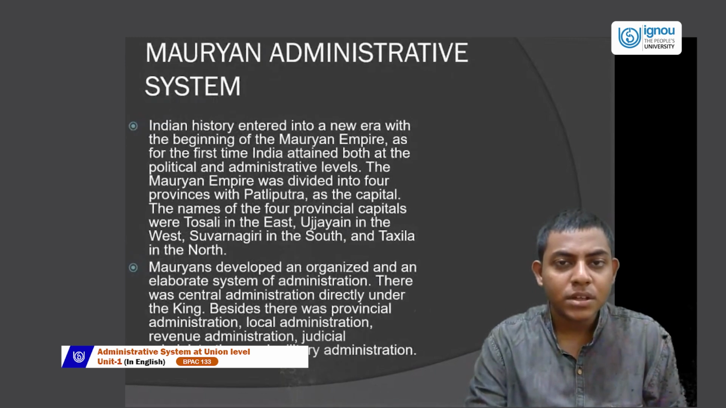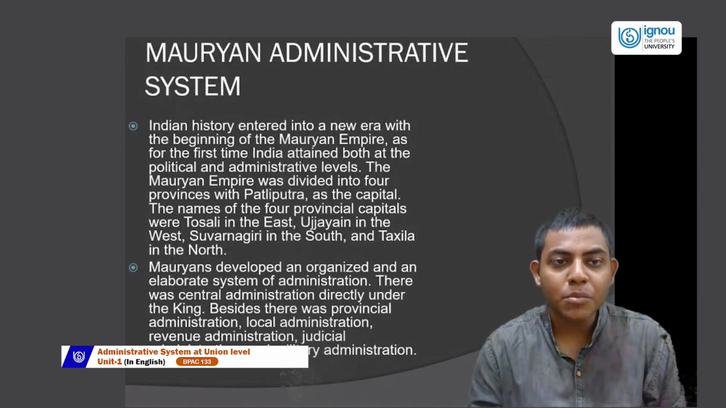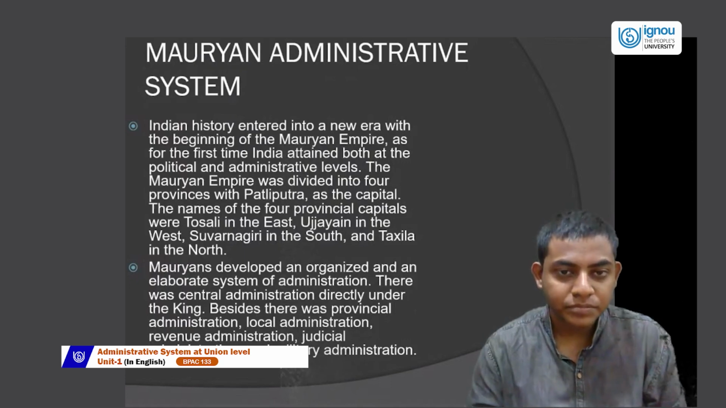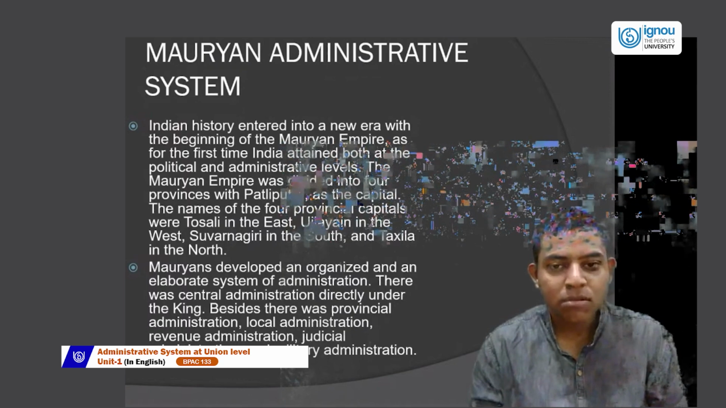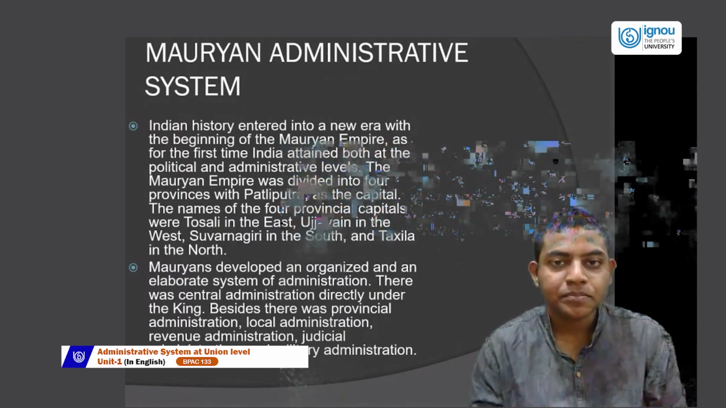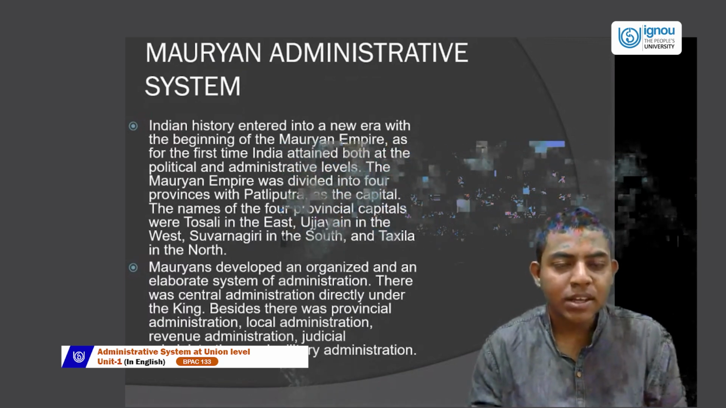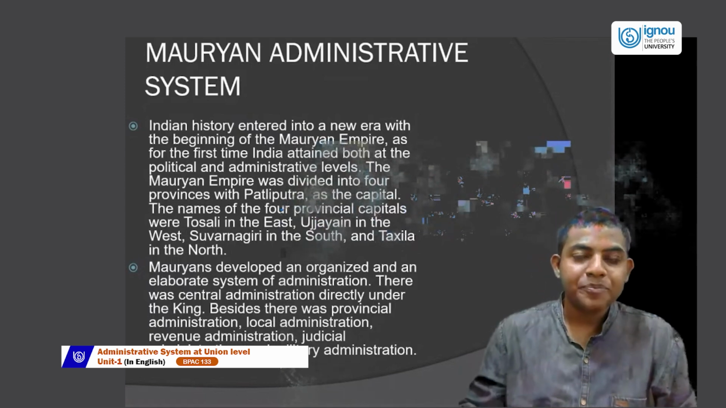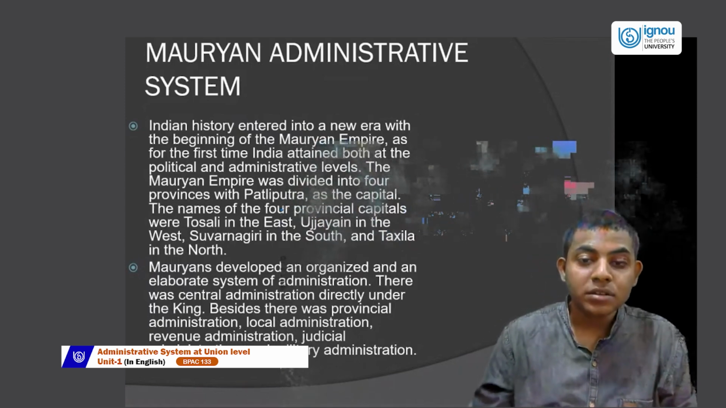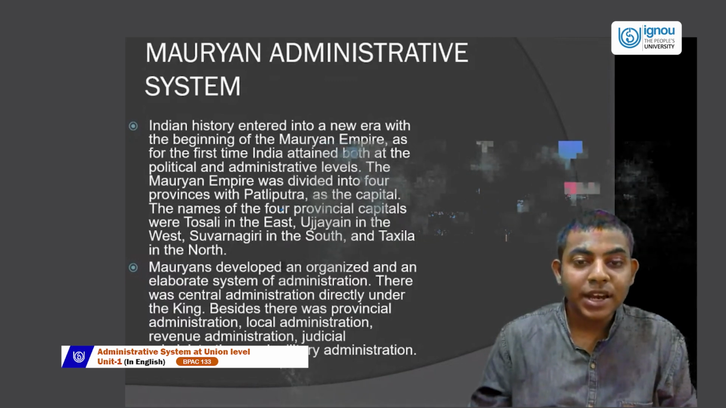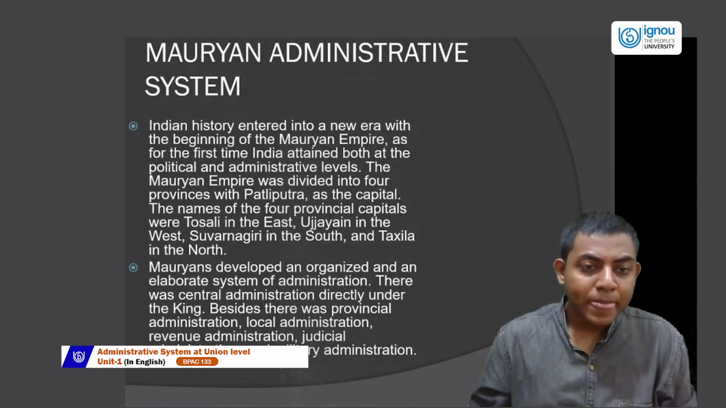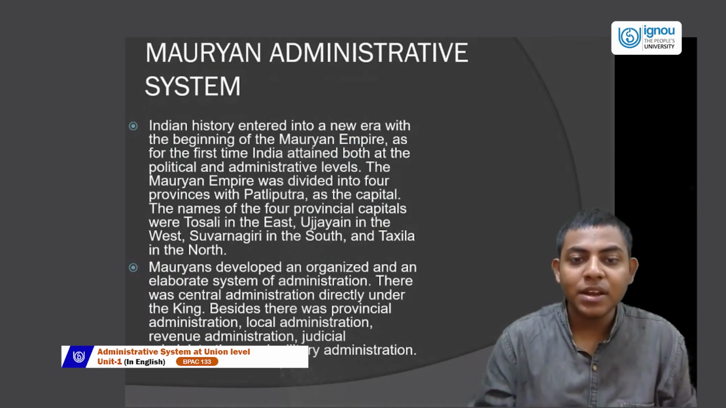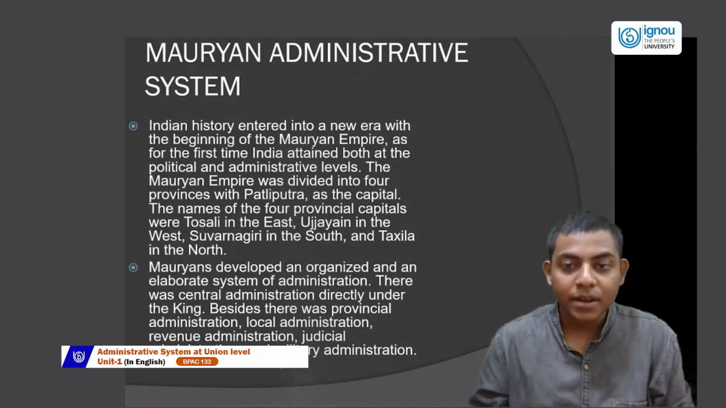Now let's move on. We are going to discuss the Mauryan administrative system. As I told you, in the ancient administrative system, we are going to discuss the Mauryas and the Guptas. Indian history, as we all know, entered into a new era with the beginning of the Mauryan Empire. Under the Mauryan Empire, India for the first time attained unity, both at the political as well as the administrative level. India entered a new era under the Mauryan Empire.